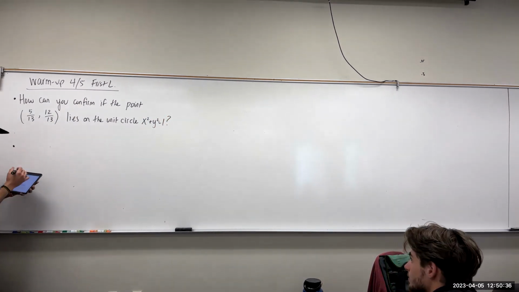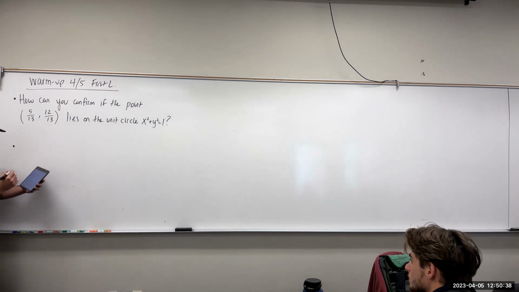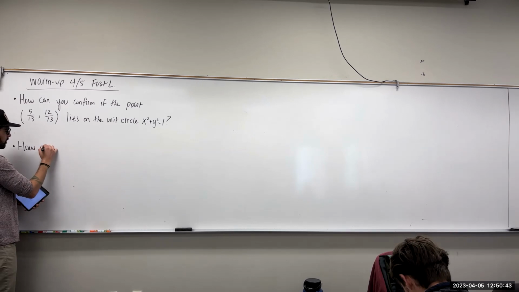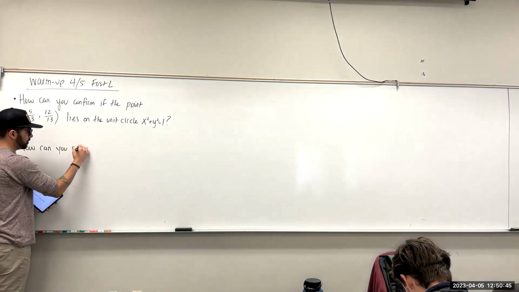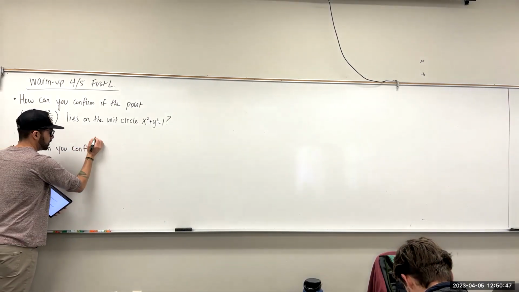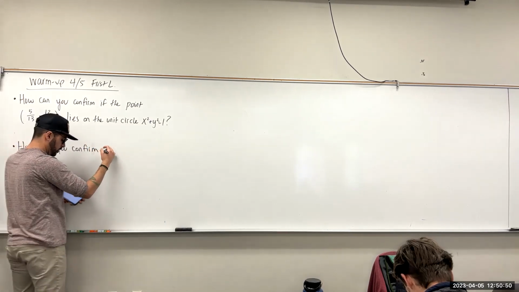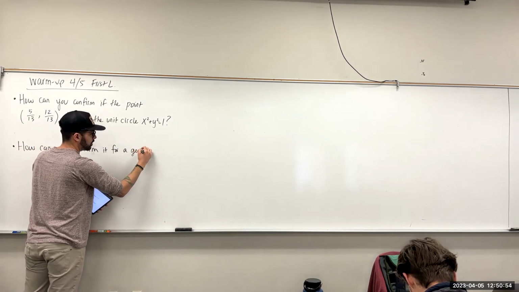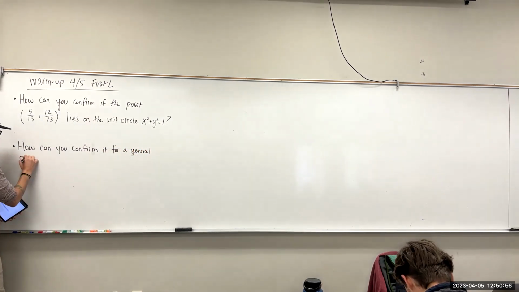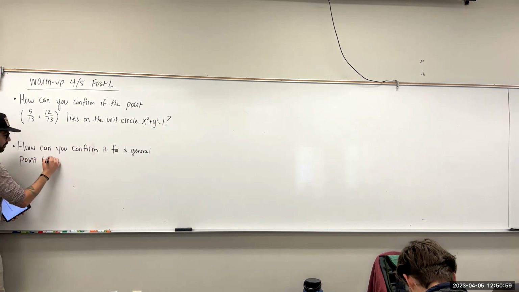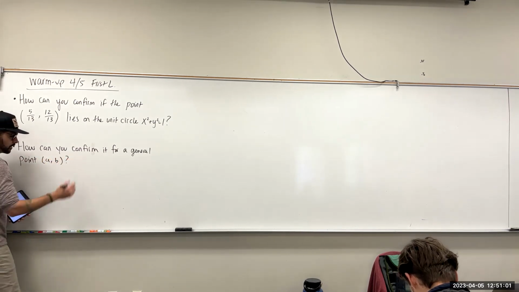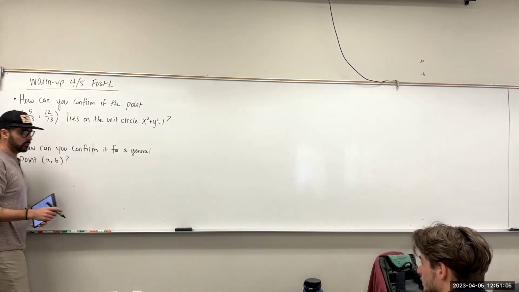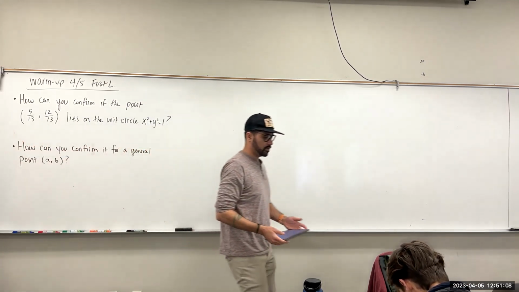Think about that for a little bit, chat with your classmates, and then take it a little bit deeper and ask yourself, how can you confirm it for a general point, A comma B? If I just give you a random general point, how would you know it's on the unit circle? What must be true?